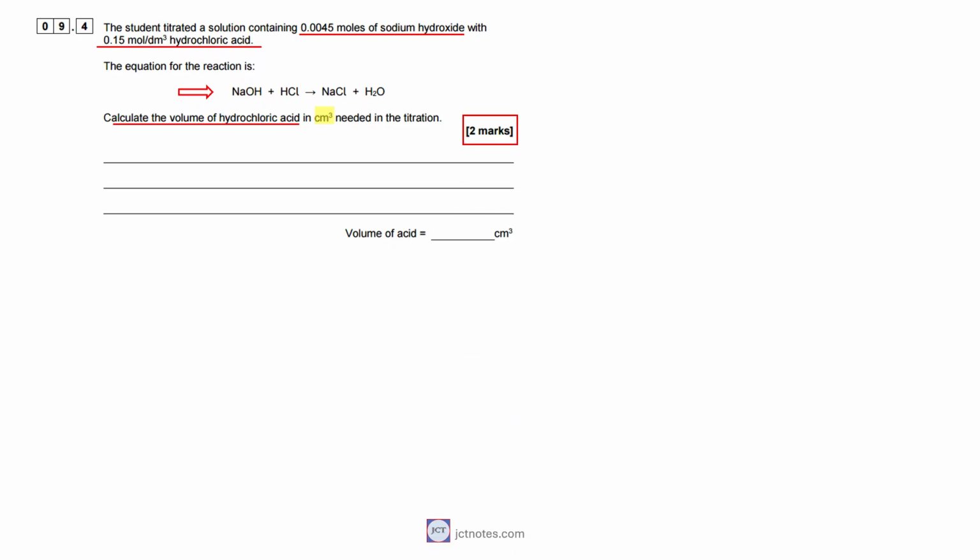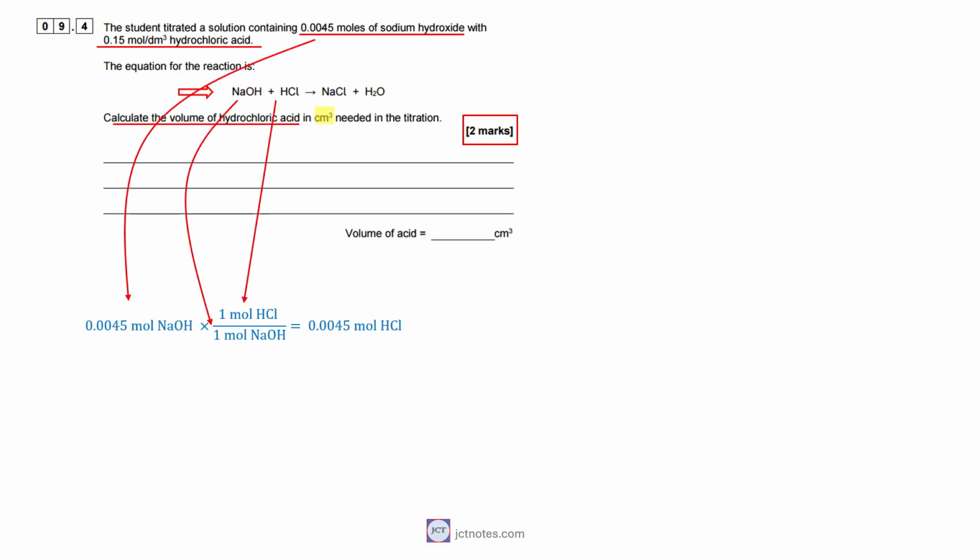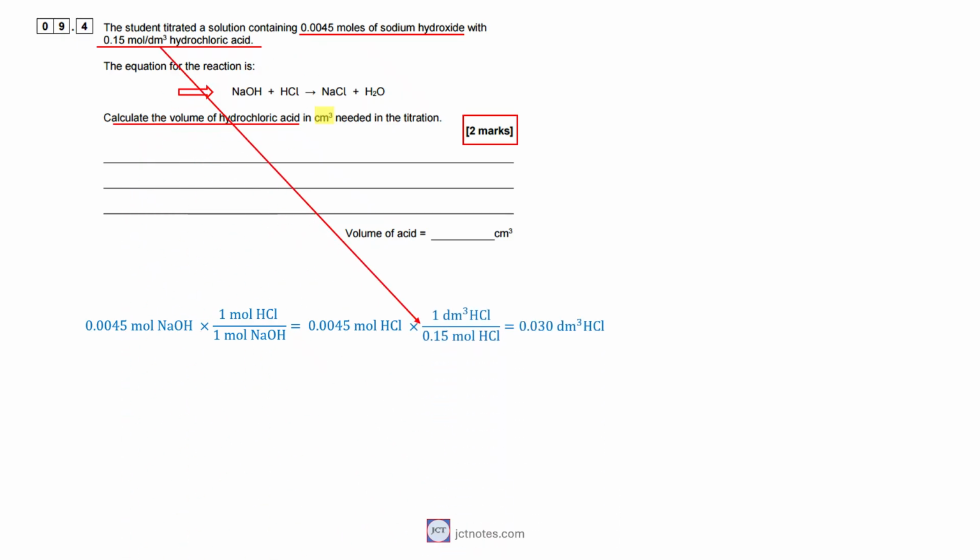Titration math can seem intimidating, but if we break it down step by step and keep an eye on our units, it's very straightforward. Let's plug in our numbers. Our moles of sodium hydroxide is 0.0045. Because the balanced equation shows a 1-to-1 reacting ratio, we also need exactly 0.0045 moles of hydrochloric acid. We divide this by our acid concentration, which is 0.15. Doing the math, 0.0045 divided by 0.15 gives us 0.030 cubic decimeters. Stating 0.030 cubic decimeters secures your very first mark.